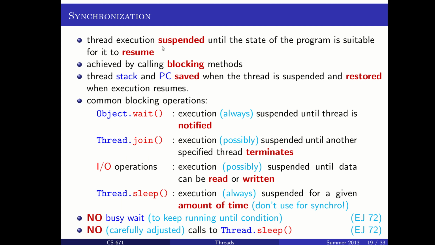So what we do when we block is that thread execution is suspended until the program state is suitable for it to resume, and that may vary based on different conditions. Even using locks is sort of like this because it suspends until the program state of the lock being free is suitable for it to resume. These methods will provide us some other possible options for that too. So we call these blocking methods.